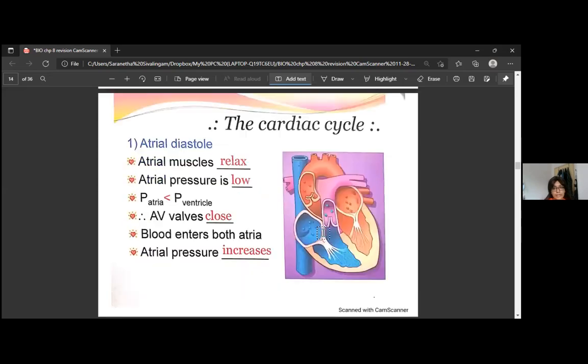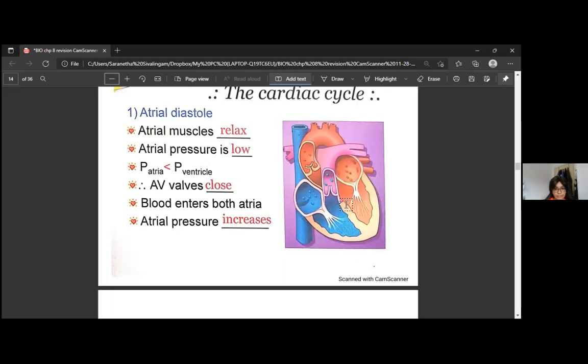So I'll talk about the cardiac cycle now. So the first step is atrial diastole. It is when the atrial muscles relax, which causes the atrial pressure to be low. So now your pressure in your atria is lower than the pressure in your ventricles. So the AV valves close. The opening and closing of the AV valves is actually dependent on the pressure difference during the ventricular systole and during the contraction. So for example, okay, I'll talk about that later.